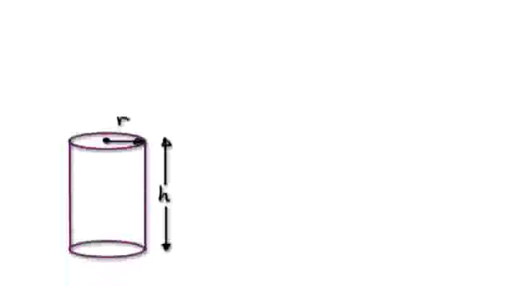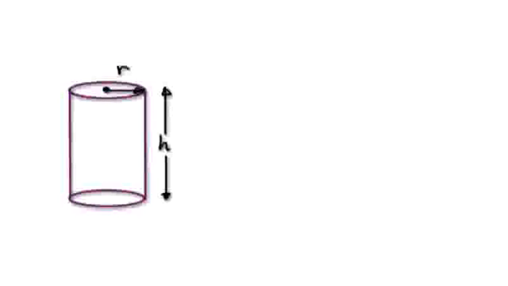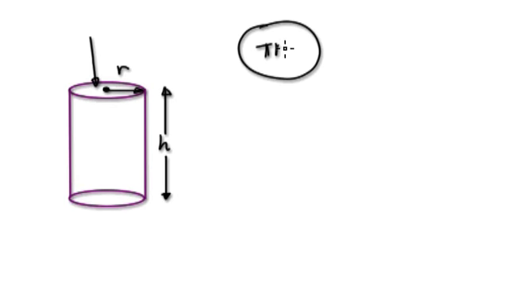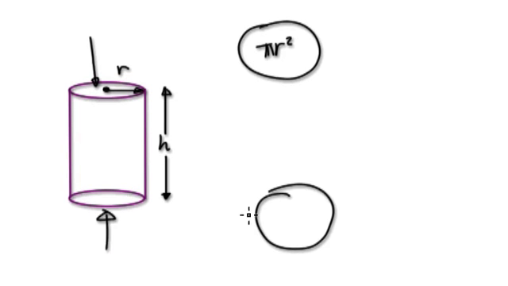Okay, let me give you this problem here. So, given this cylinder, the surface area is like the area on the surface. So you've got a circle up here, which will be pi r squared, and then you've got the surface at the bottom, which is also pi r squared, and then you've got your surface going all the way around.